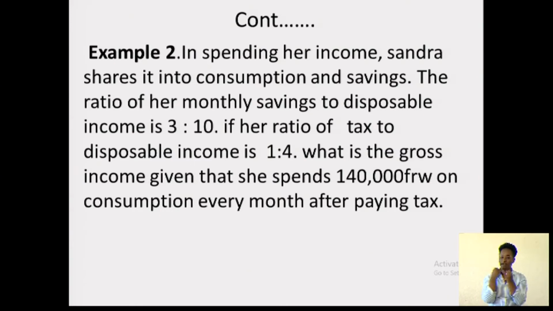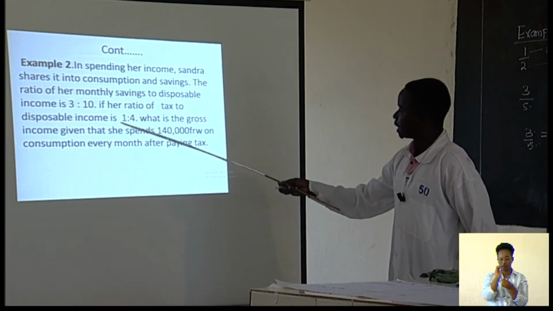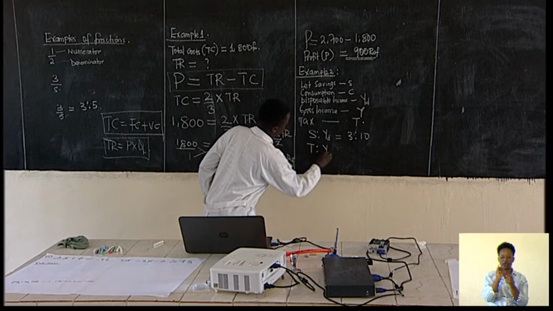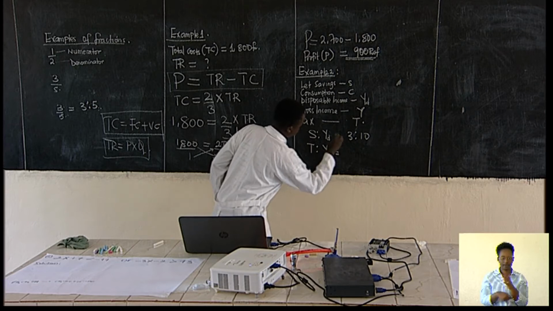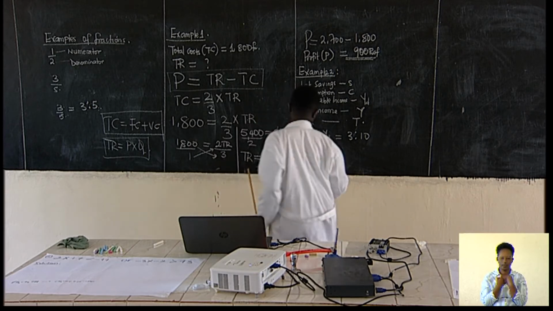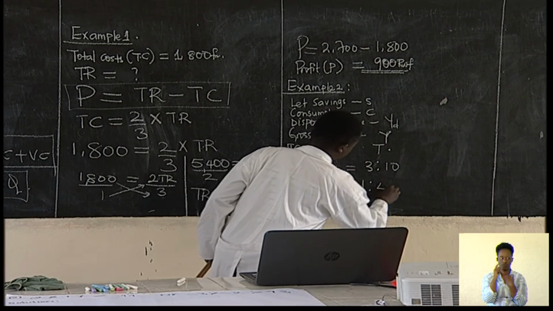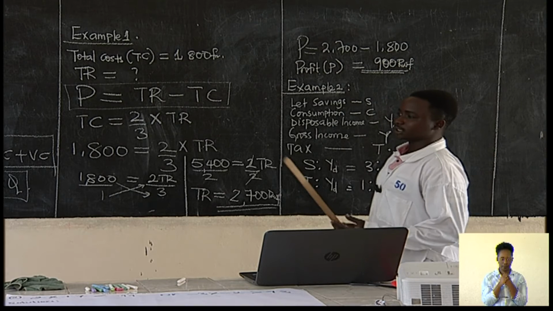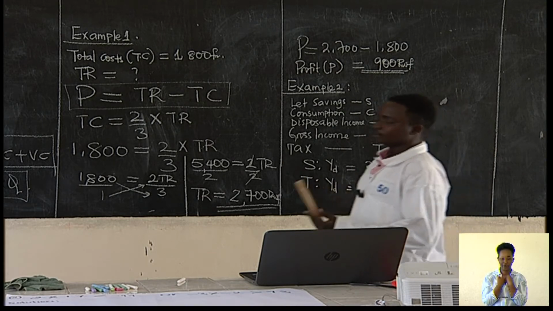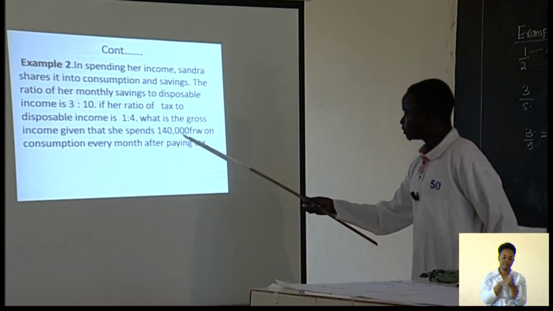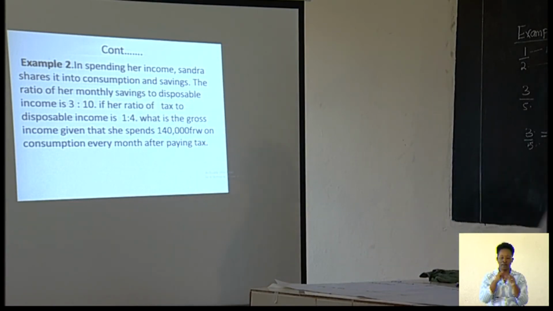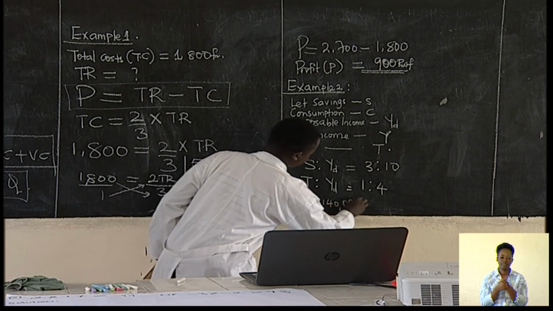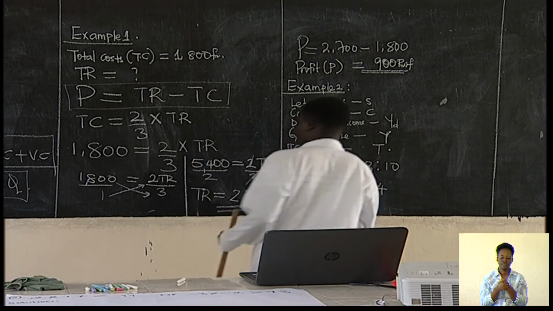The ratio of tax to disposable income, they are telling us it is 1 to 4. And they are telling us, again, that every month she spends 140,000 on consumption. So we have our consumption as 140,000 Rwandan francs. So they want gross income.